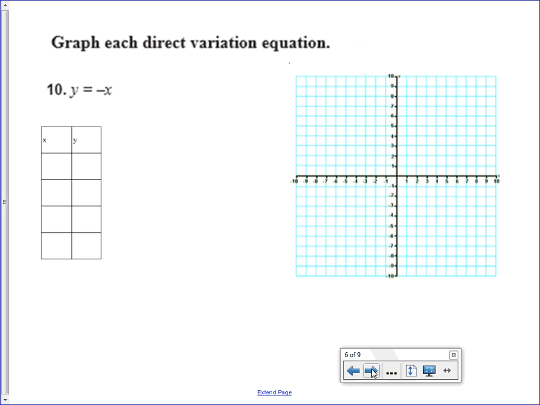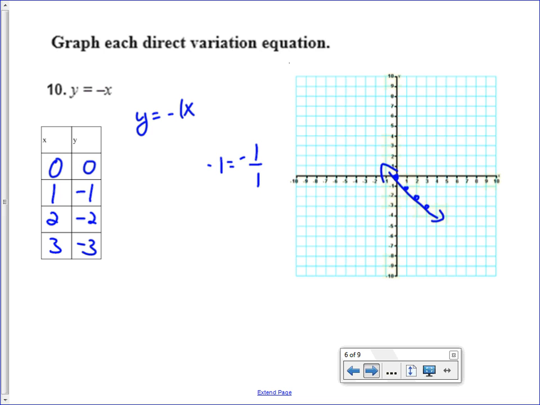Okay, so this next one, we've got a negative x, which is like a negative 1x. So if we have a 0, we'd have a 0. If we had a 1, y would be a negative 1. If we had a 2, y would be a negative 2. If we had a 3, y would be a negative 3. So 0, 0, I'd have 1, negative 1. So what's happening here? Every time I go over 1, I go down 1, or down 1 and over 1, which is representing this negative 1.